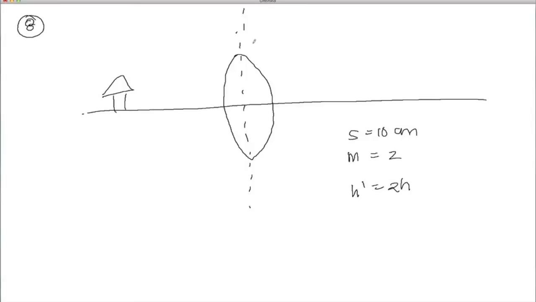Well, I don't know what the focal point is, but I guess I can just draw this. Oh, I don't know what the focal point is, so I feel like that won't do really good. I know that S prime is going to be positive, and since I know that the image is virtual.